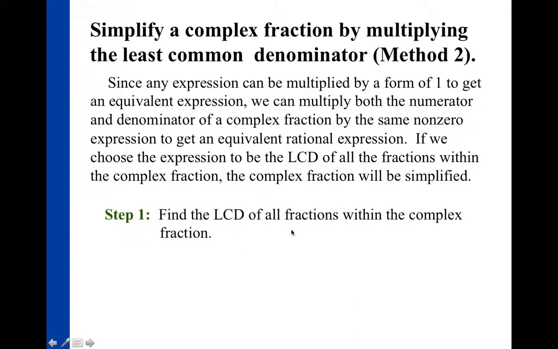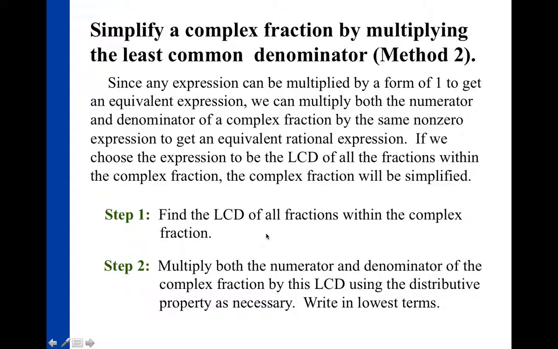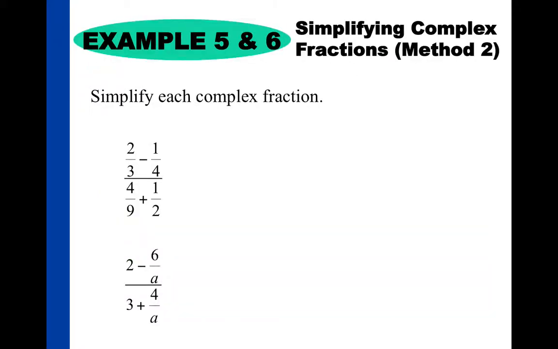Okay. So find the least common denominator of all the fractions within the complex fraction. Multiply both the numerator and the denominator. Multiply every single term. You can't multiply just some. Every single thing has to be multiplied through.